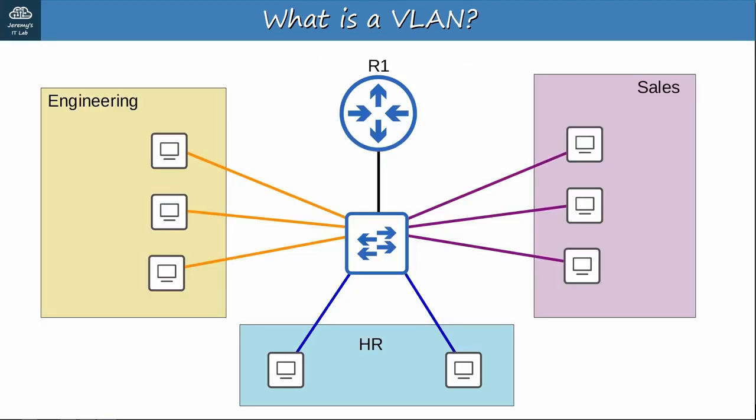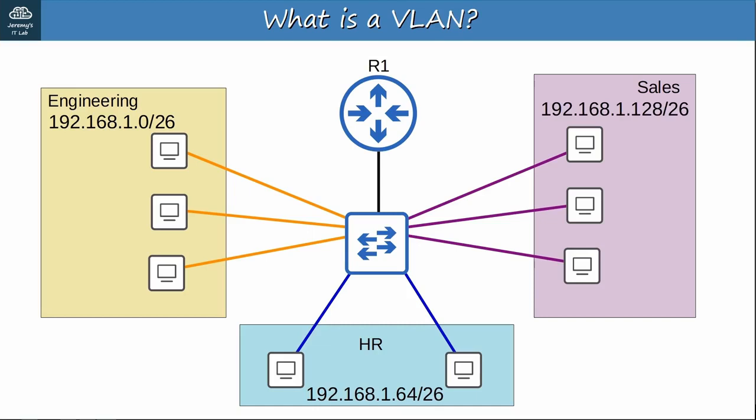So let's split up these departments into separate subnets. 192.168.1.0/26 for the engineering department, 192.168.1.64/26 for the HR department, and 192.168.1.128/26 for the sales department.